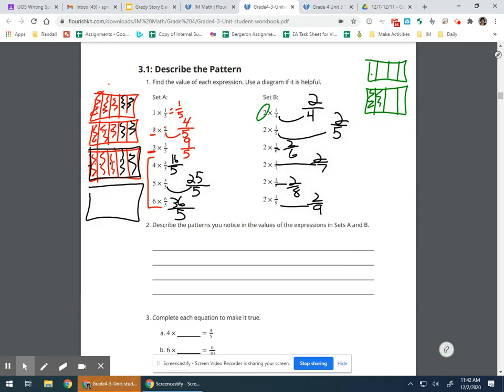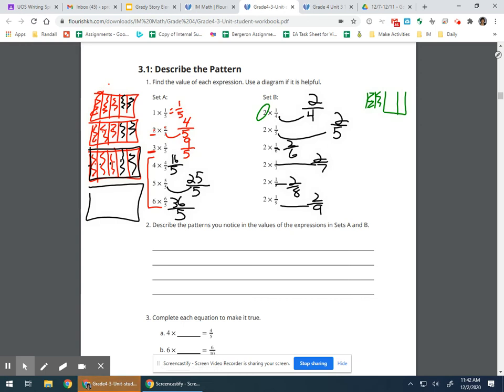Okay? 2/4. All right? The next one is 2 times 1/5. So that's 1/5 twice. So that's going to be 1/5 and 1/5. 2/5. All right? So let's keep going.